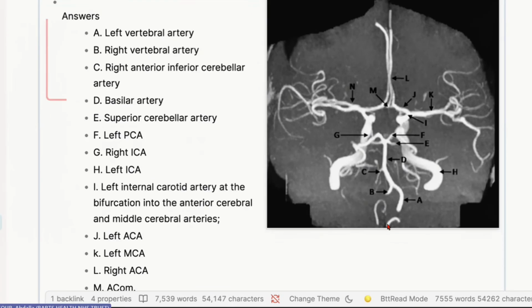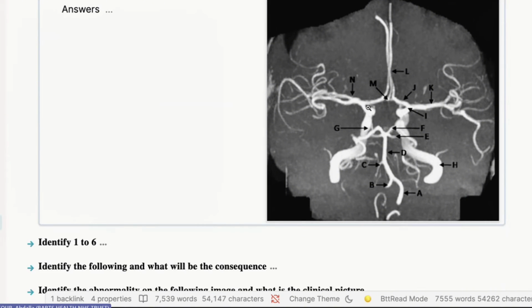So we'll do a bit of identification here. Try to identify, we'll mention the important stuff. What is A and B? Just try to go to the obvious stuff. A and B is your vertebral arteries coming together as the basilar artery, and the basilar will end up dividing into the posterior cerebral arteries. So F is your posterior cerebral artery.